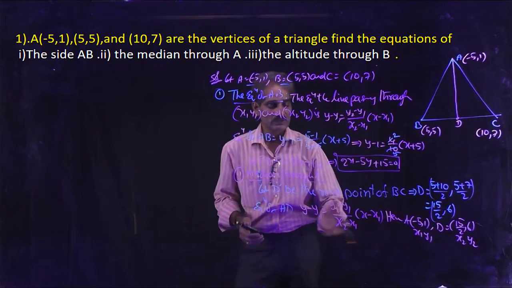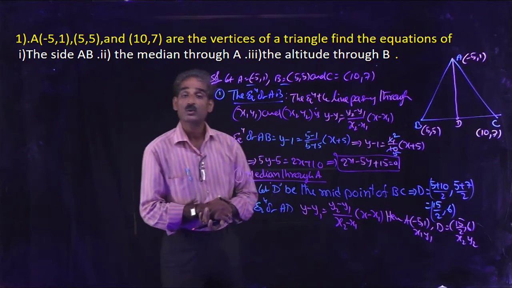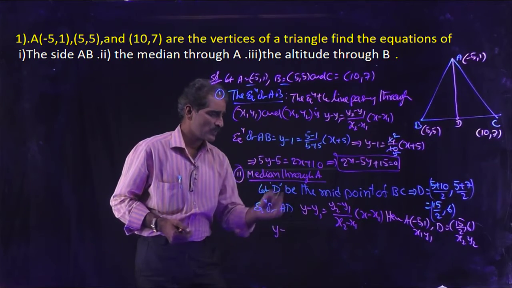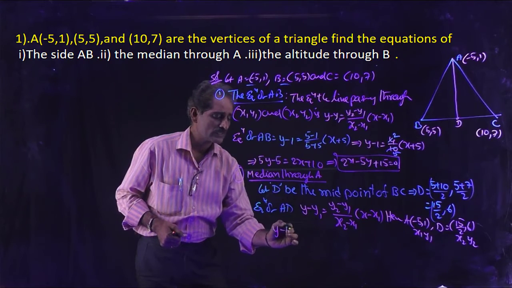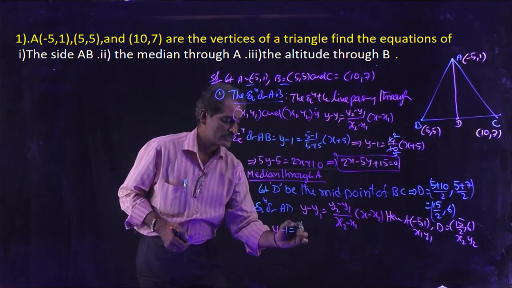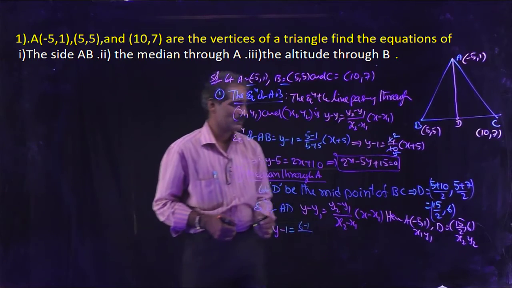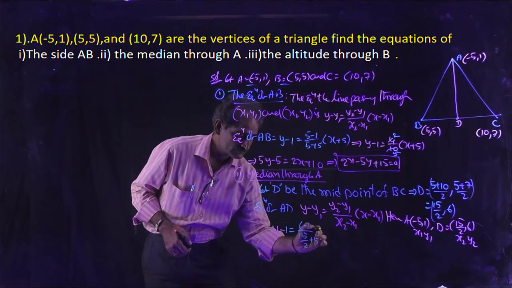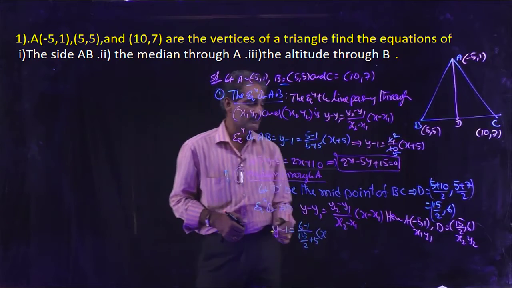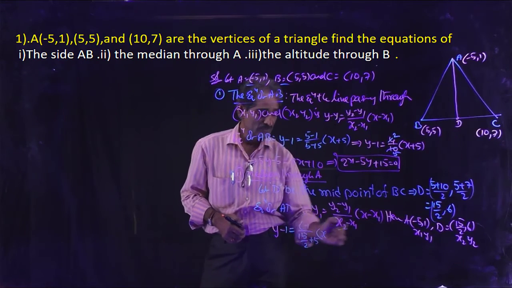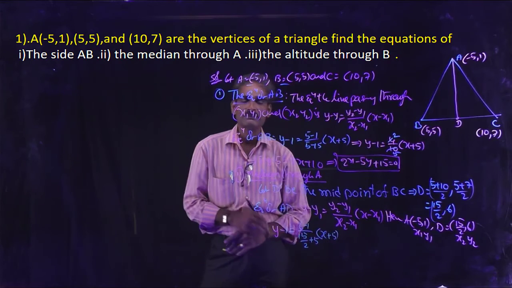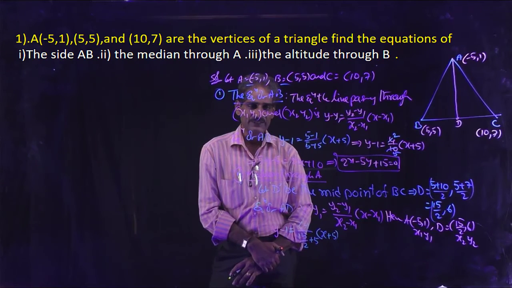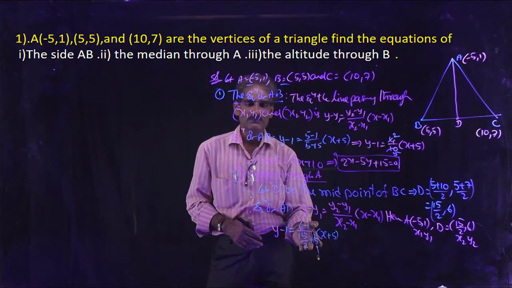Now substitute x1 y1 and x2 y2 in this equation. We will get the median through A. So y minus, what is y1? Here y1 is equal to 1. y minus 1 is equal to y2 minus y1, 6 minus 1, by x2 minus x1, 15 by 2 plus 5, into x minus x1. What is x1? Here minus 5, so x minus of minus 5 is x plus 5. After simplification, we will get the required equation of AD. Understand? Just take the LCM and we will get the equation.